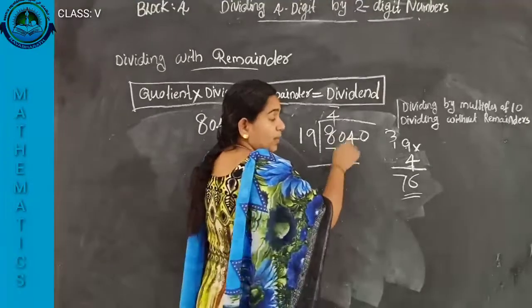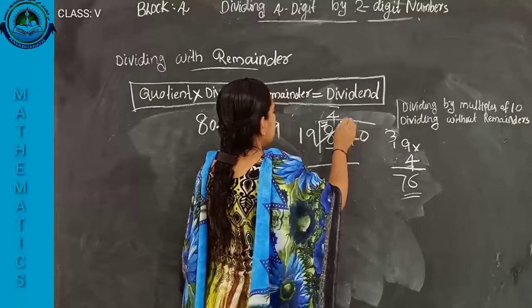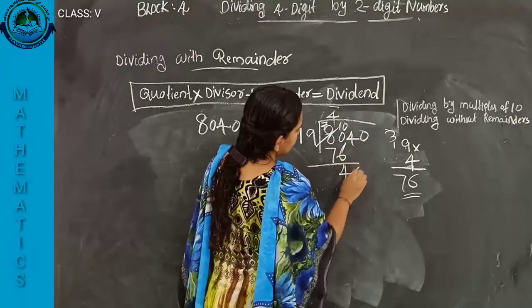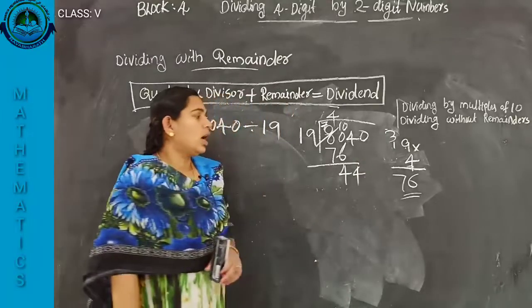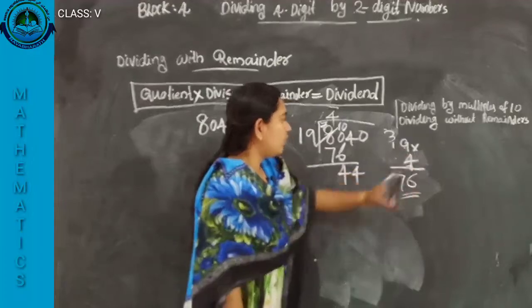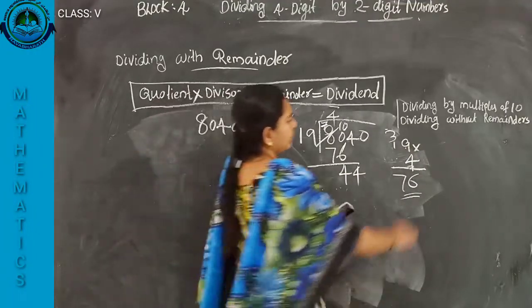0 minus 6 is not possible. We are taking 1 from this 8. This 8 becomes 7. The 0 becomes 10. 10 minus 6, 4. Next digit is 4. In 44, how many 19s are there? 19 into 4, 76 only. So we'll check the next.